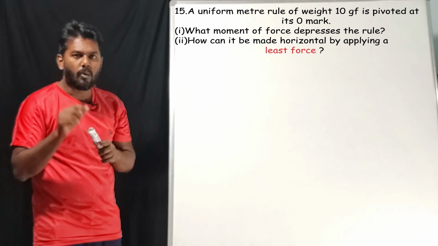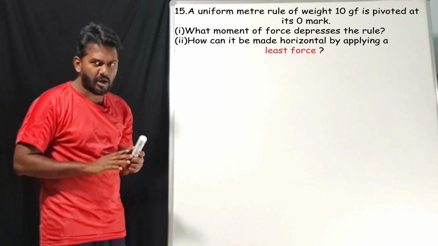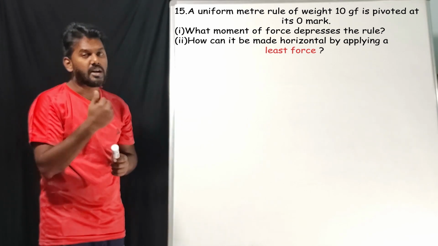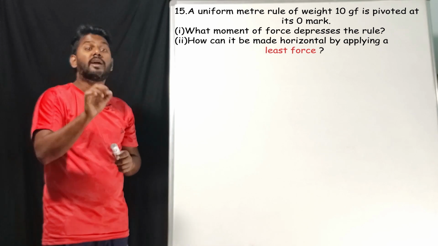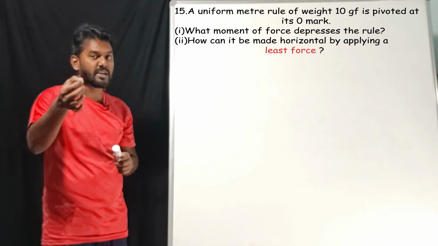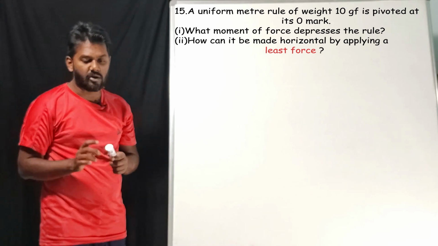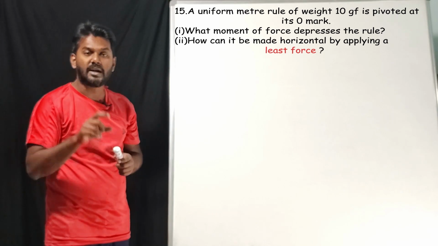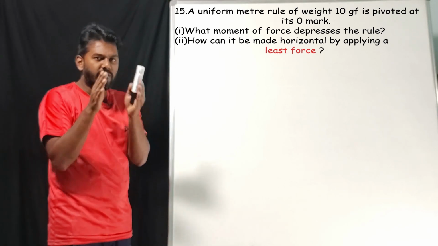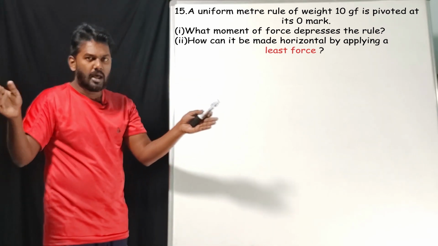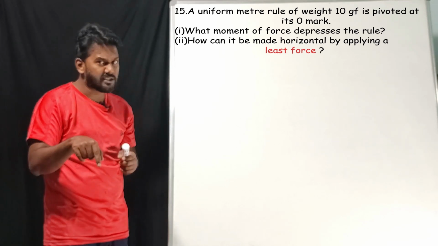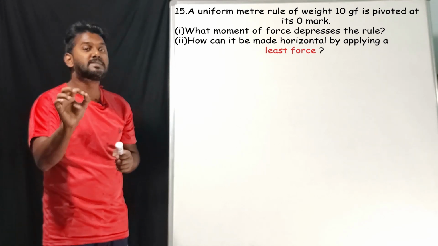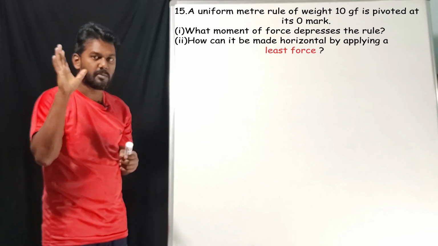First you need to know what a uniform meter rule is. That we already know because we have solved n number of questions. Now here in this question they have given the weight of the rule, or weight of the scale, as 10 GF. Then it is pivoted at the 0 mark. See, if it is a uniform meter rule, then the pivoted point should be at 50 centimeter. But in this case, the pivoted point is at 0 centimeter. This is very much important.